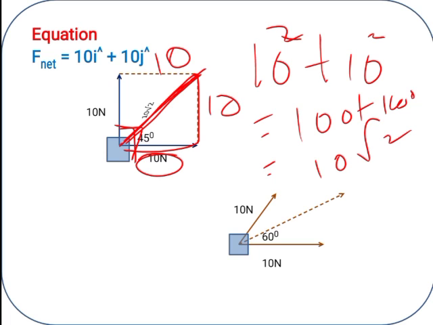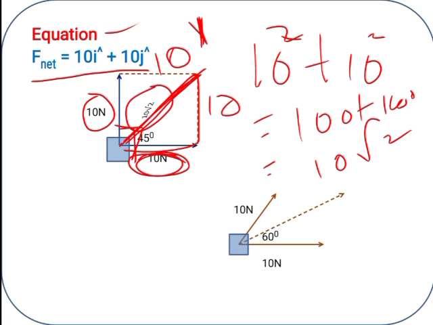And here, in equation form, I have written the same vector: 10 i cap, 10 j cap. I and j are what? Unit vectors. Of course the value of i and j is 1, but why do we use them? Because of direction. So the net force F is equal to 10 i plus 10 j, and its magnitude is equal to how much? 10 root 2.